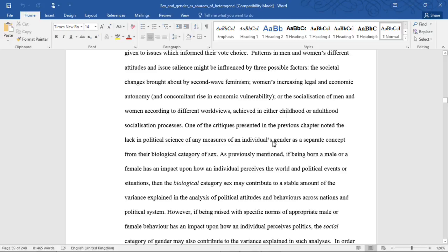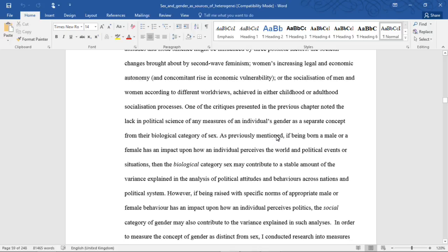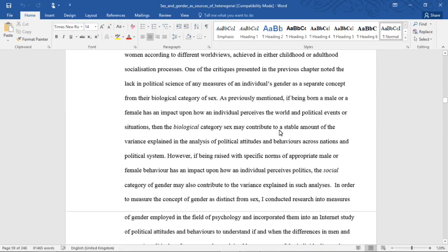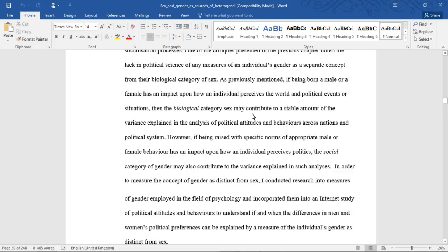One of the critiques presented in the previous chapter noted the lack in political science of any measures of an individual's gender as a separate concept from their biological category of sex. As previously mentioned, if being born a male or a female has an impact upon how an individual perceives the world and political events or situations, then the biological category of sex may contribute to a stable amount of the variance explained in the analysis of political attitudes and behaviors across nations and political systems.